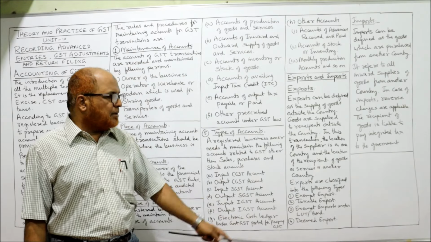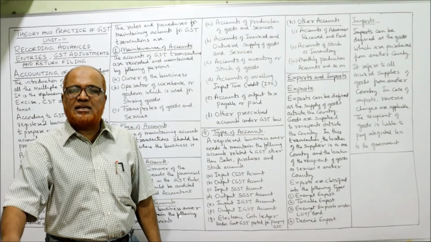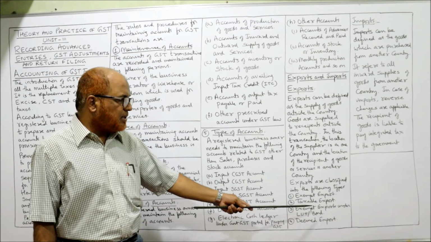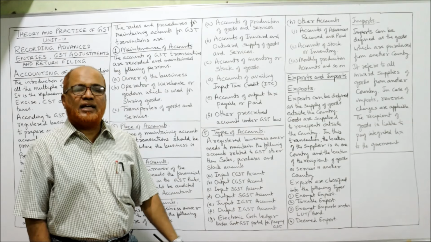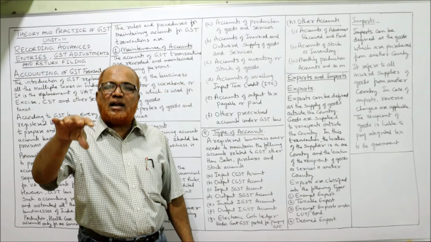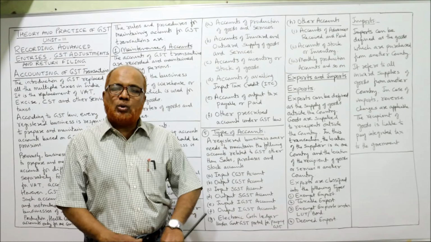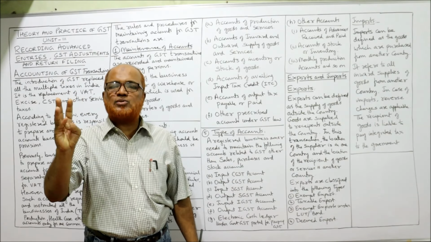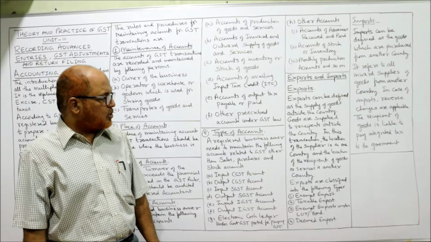Exports are again categorized into four. The first is exempted exports. The government has declared which exports are exempted. Second, taxable exports. Third one is exempted exports under LUT or bond. LUT stands for letter of undertaking. So exempted exports under letter of undertaking or bonds. Lastly, deemed exports. So totally four types of exports: exempted exports, taxable exports, exempted exports under LUT or bond, and last one is deemed exports.